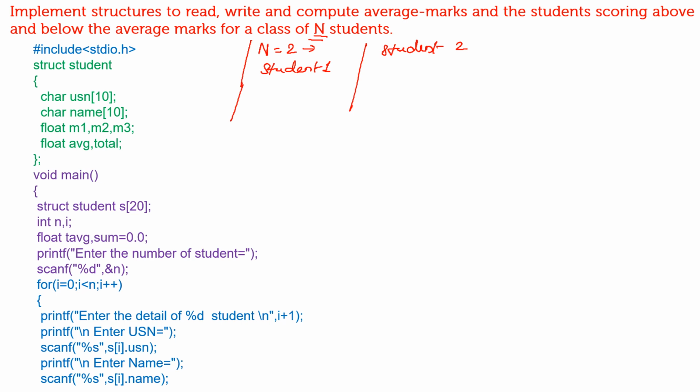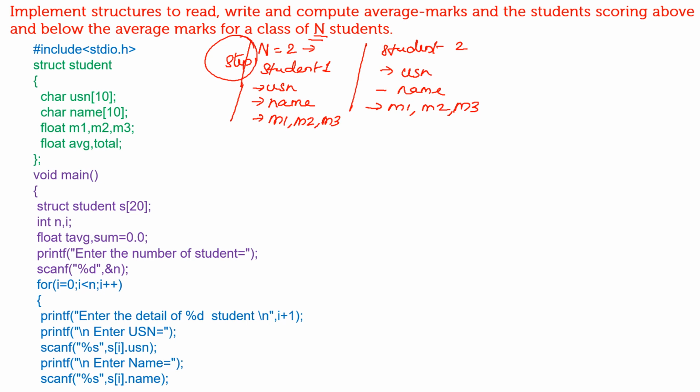What are the details you are going to enter? Your student, obviously, will have a USN number, right? Then USN, then a name, okay, then marks. So for example, we have taken marks of 3 subjects. So M1, M2, M3. Okay. So similarly for student 2 also you will give the USN number, name and marks of 3 subjects M1, M2, M3. So this will be your first step. Okay, step 1.